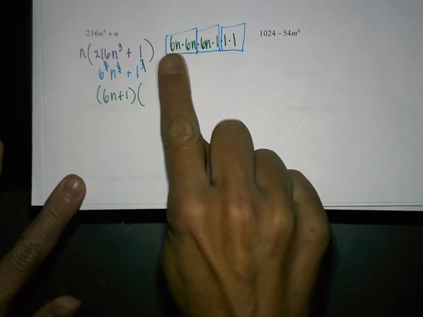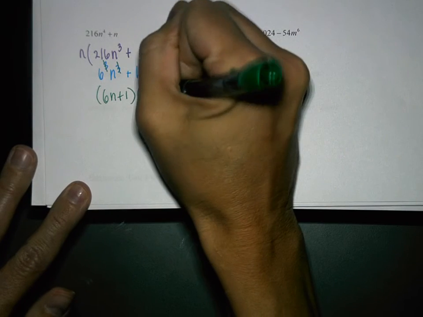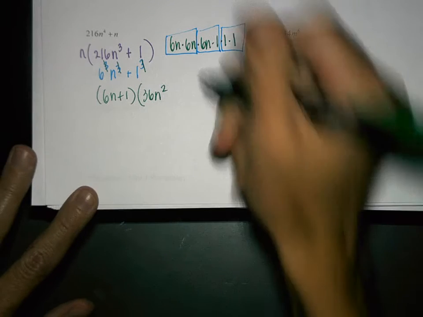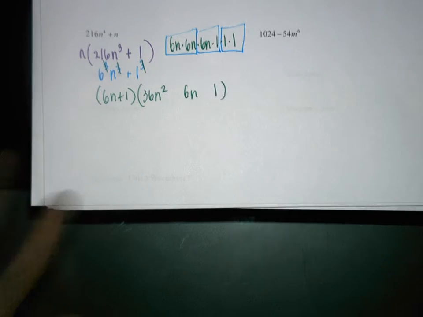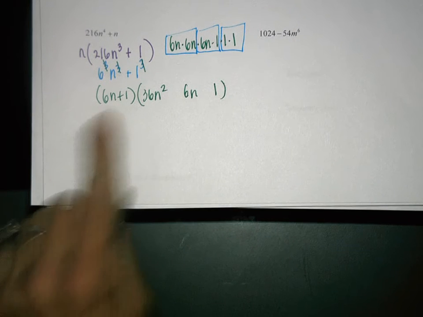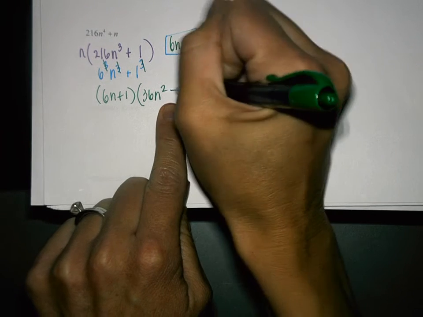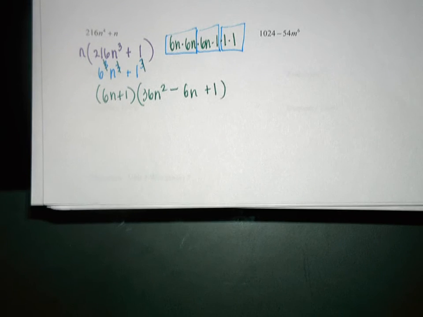What is 6n times 6n? 36n squared. Good. What is 6n times 1? 6n. And then what is 1 times 1? 1. And then we use our SOAP: same, opposite, always positive. And then I'm forgetting one thing. What needs to go in the front? N.